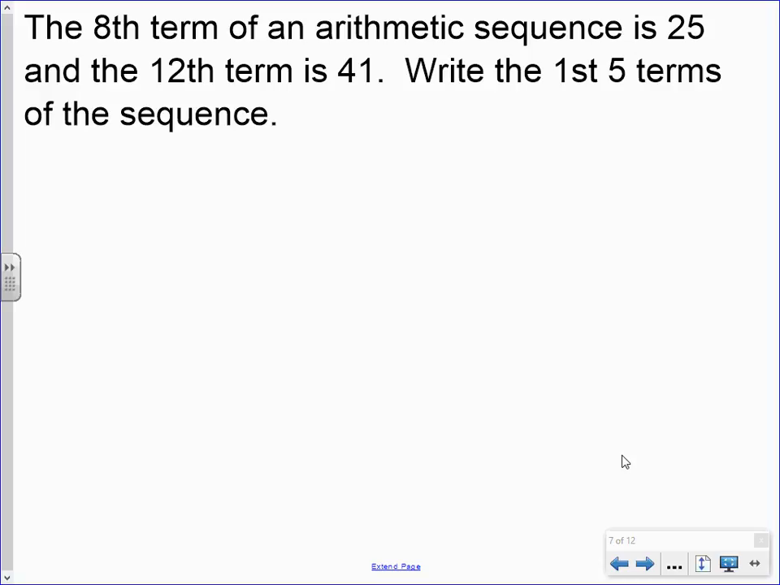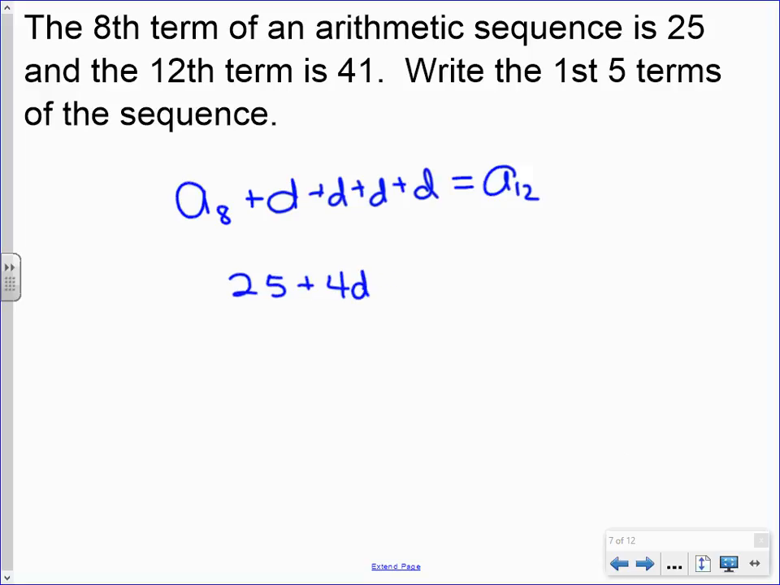I'm going to write it just a little bit different to have more of a visual of what's happening. If we have the 8th term, how many times will we add the common difference to get to the 12th term? We will add it 4 times, right? So we're going to take 25 and add the common difference 4 times until we get to 41.